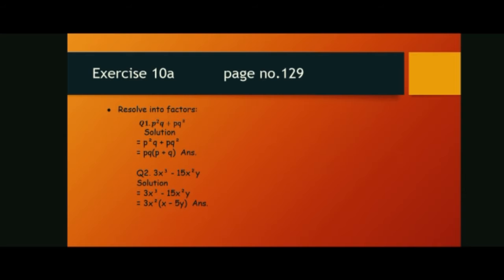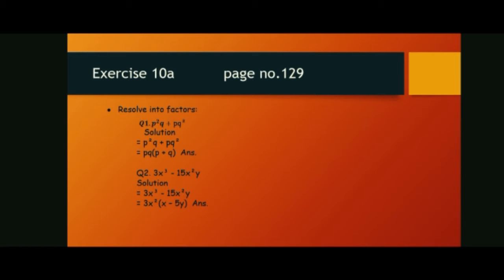Now moving towards its exercise, it's on page number 129, exercise 10a. See the question here, resolve into factors. So we are going to find the factors of all the expressions which we are given. Question number 1 is p square q plus pq square. We cannot apply any formula on this.